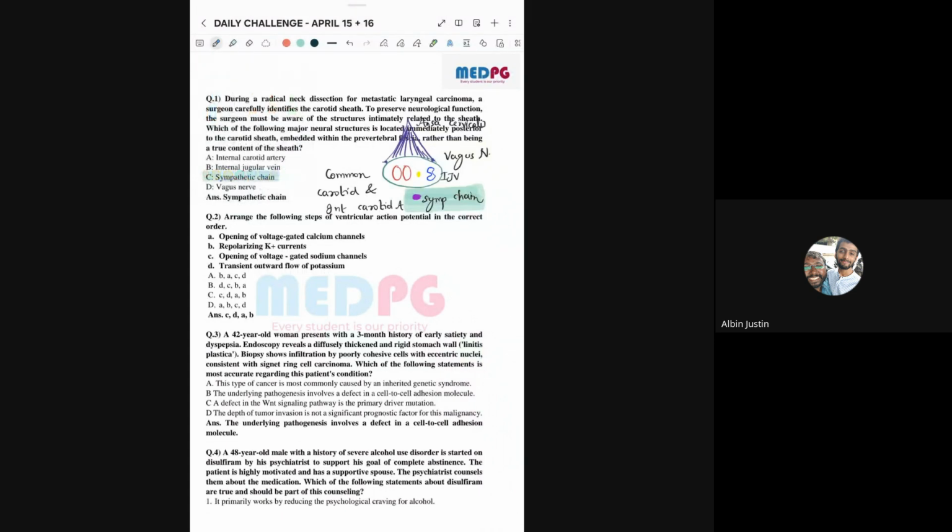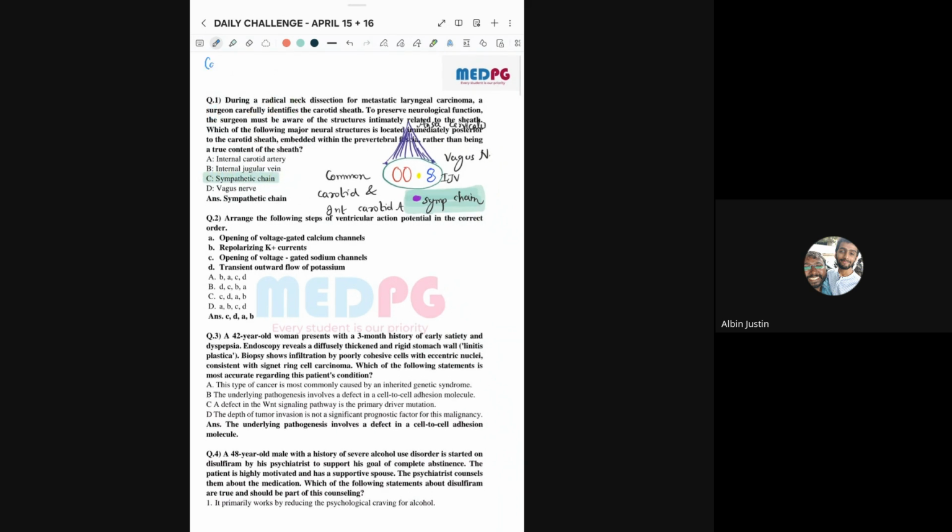Another interesting point is the carotid sheath has contributions from the investing layer, pretracheal, and prevertebral.